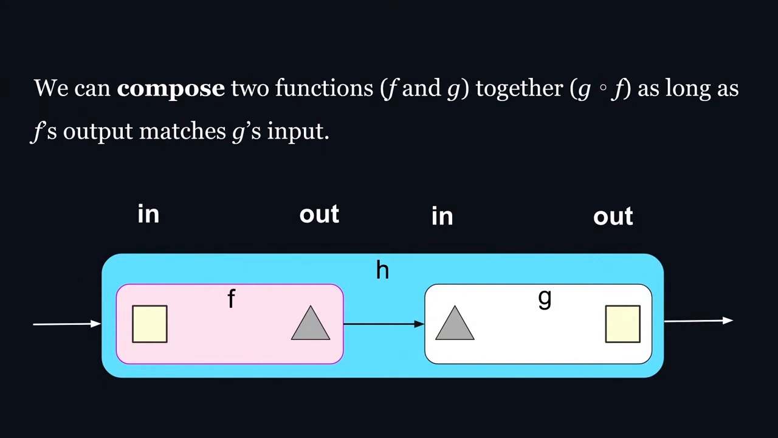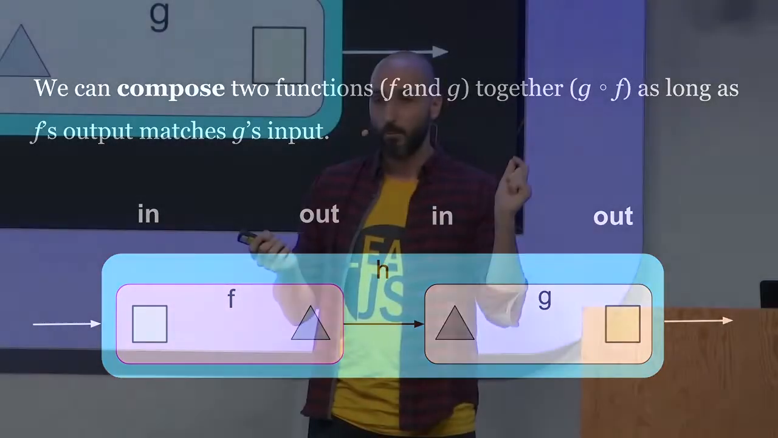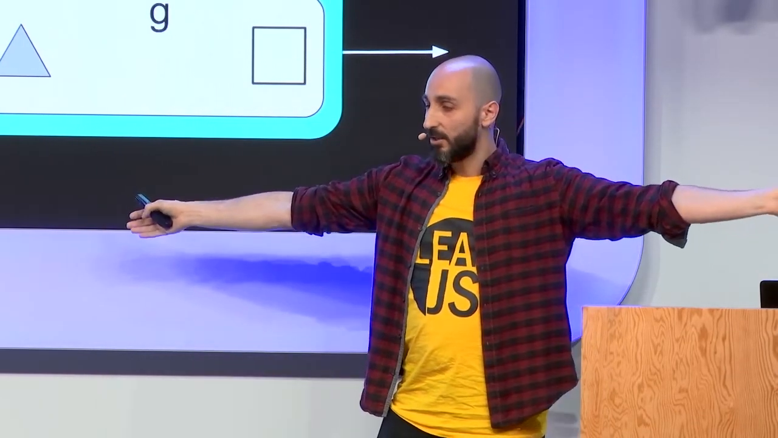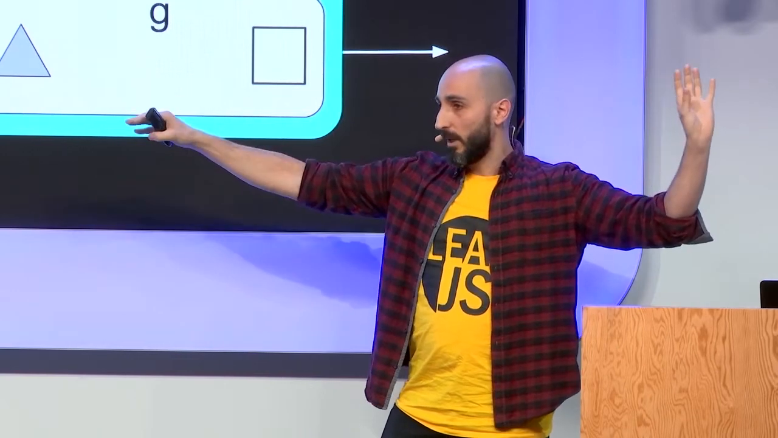So, composition, very quickly. This is the idea of functional composition: you have two functions, f and g, and if you want to put them together, it's kind of like Lego. As long as there is a contract that you respect, where the output of one function is the input of the other one, you can put them together. Let's say f and g, one returns a triangle and gets a triangle. Pop, you can put them together, so you have a new function, h, that gets a square and returns a square. This is the idea.